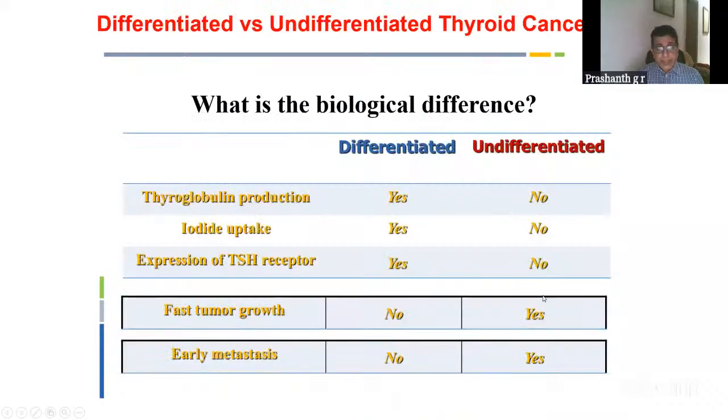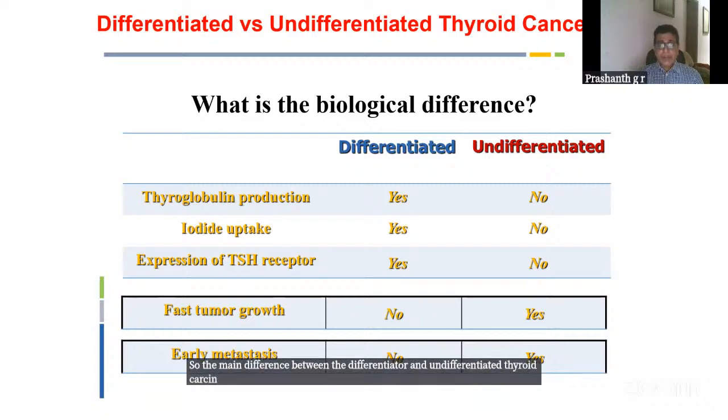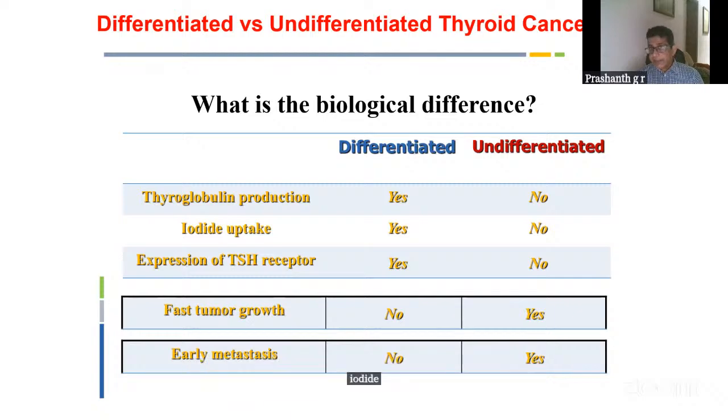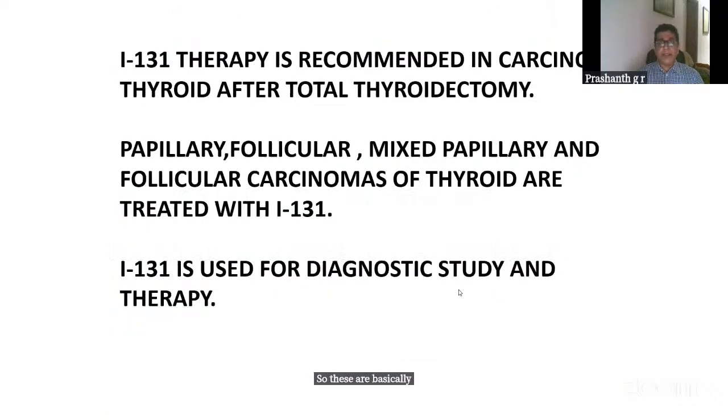The main difference between differentiated and undifferentiated thyroid carcinomas is thyroglobulin production, iodide uptake, and expression of the TSH receptor. They differ from undifferentiated variants in that they are very slow growing and do not metastasize early. So these are basically favorable indicators.